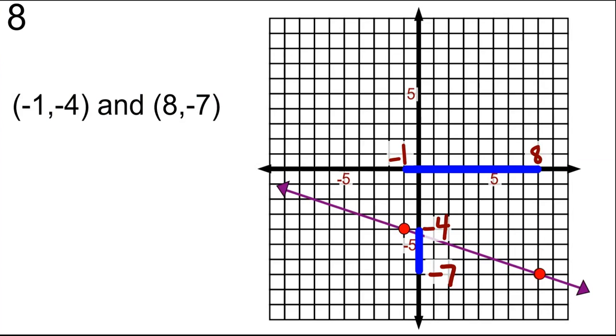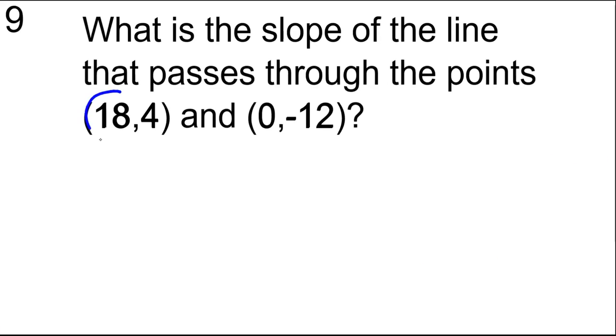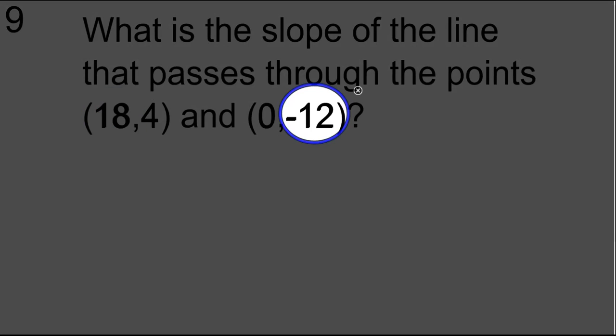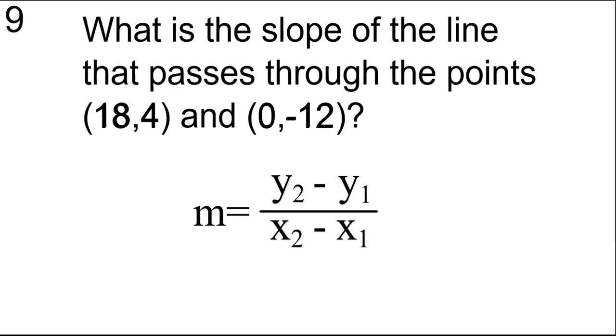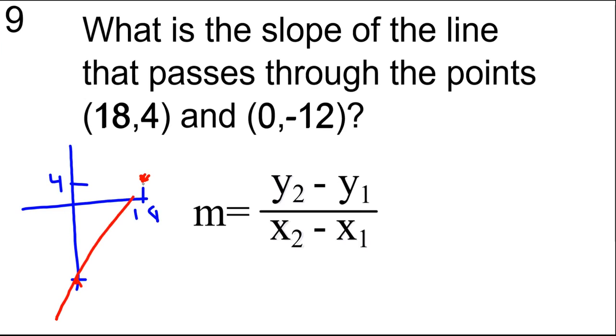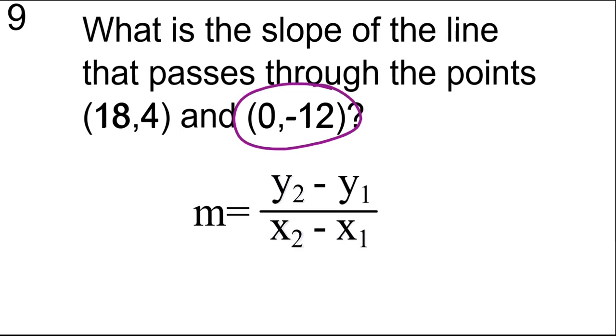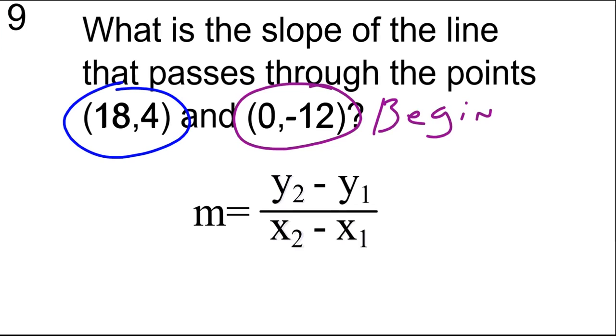It is really easy to forget that, especially when we're doing a problem like number 9. Number 9 has a coordinate of 18 and another one of -12. These values do not fit on a standard 10 by 10 grid, so a graph is not always the best thing. We could draw a quick sketch of 18, 4, which would give us a point here, and 0, -12, which would give us a point here, so we should be able to visualize that the slope of our line is positive. Let's establish a beginning point and an end point.